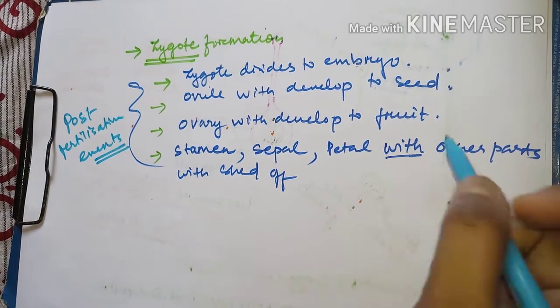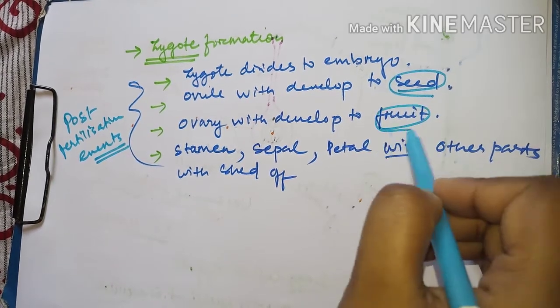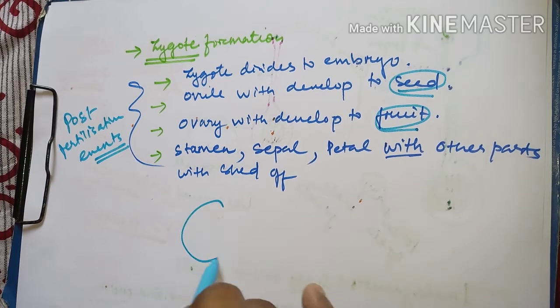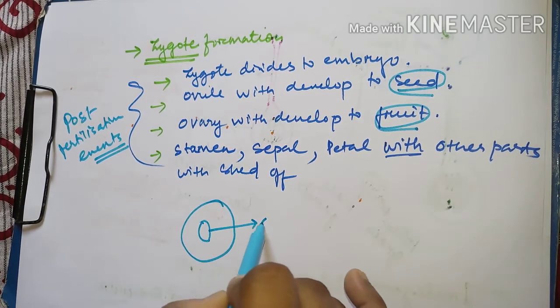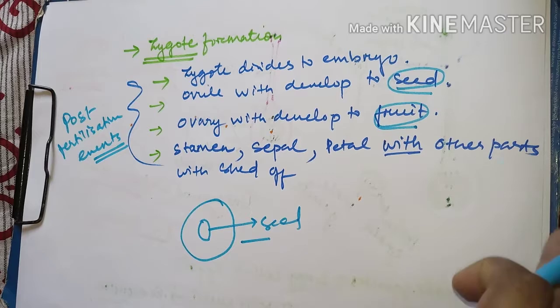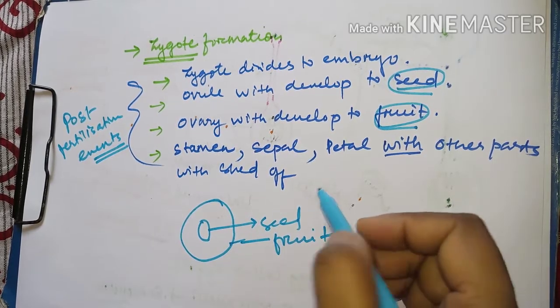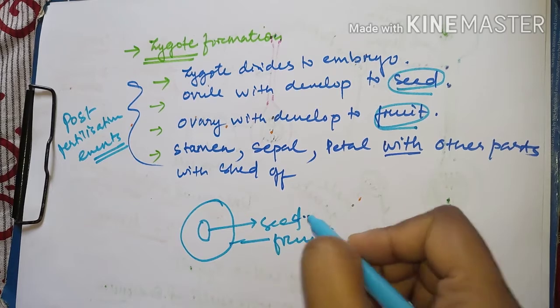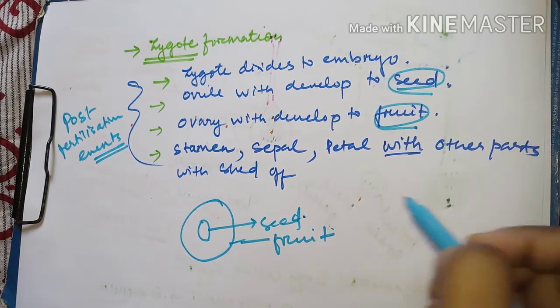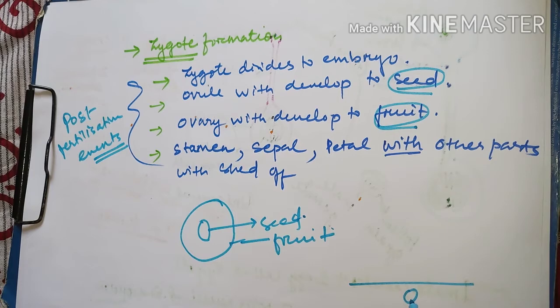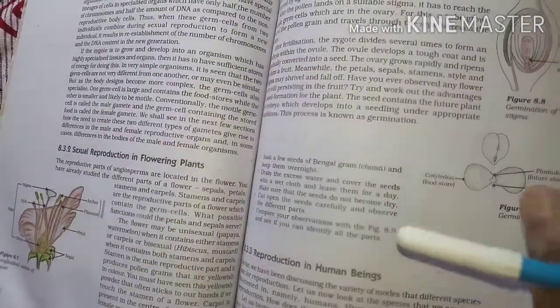Now we have the seed which is covered by a fruit. So this is a fruit and this is a seed. The next thing that will happen is the fruit will help in seed dispersal. Once the seed is dispersed, it falls on the soil, then it will start germinating into sprouts. So how the seeds will germinate, let us see from the book.